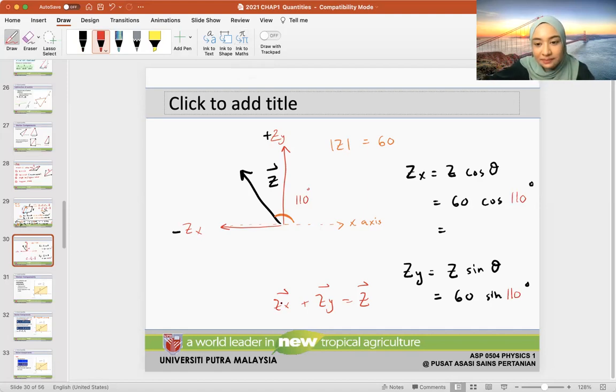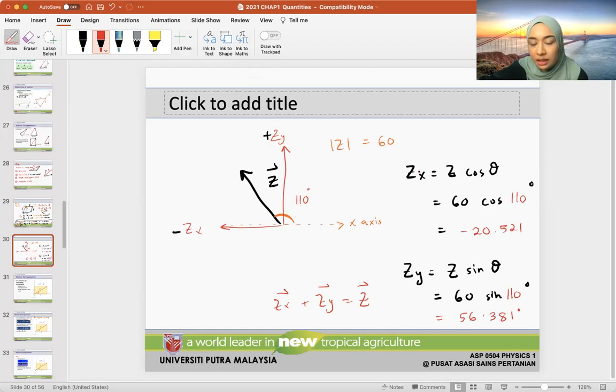For cos 110, negative 0.342, okay. 0.521. For Y? 56. 0.381. Okay, so this is the answer. Thank you so much to those who helped me just now.